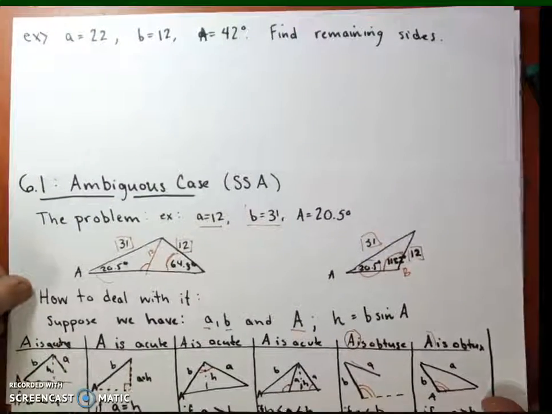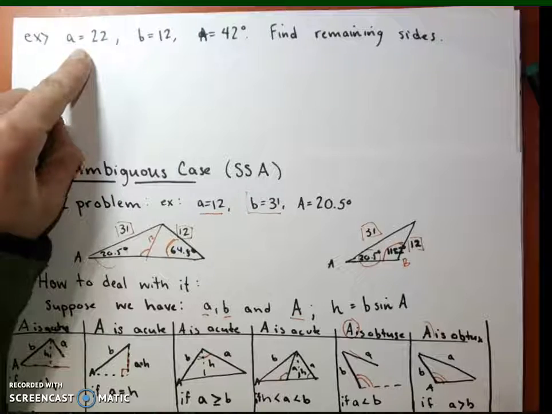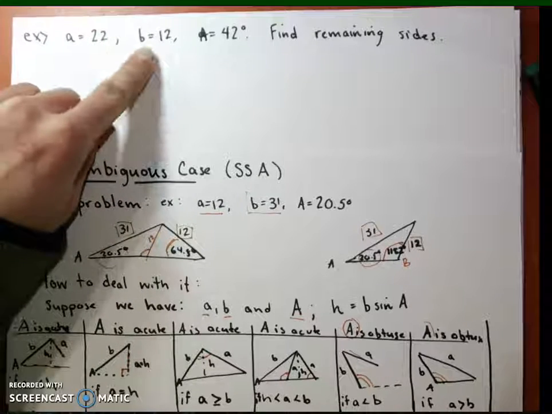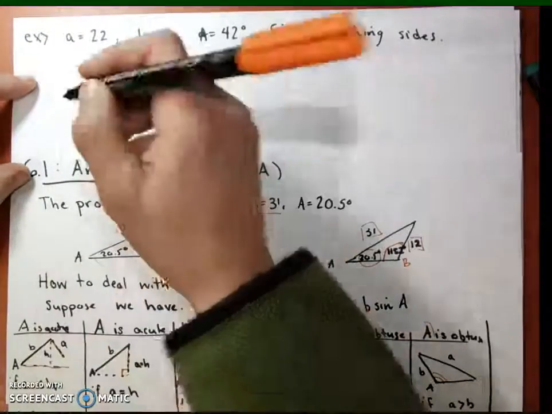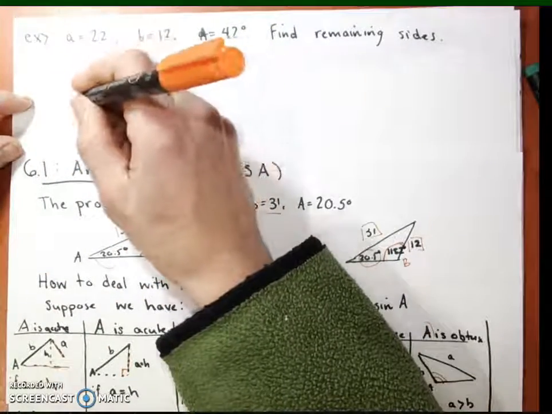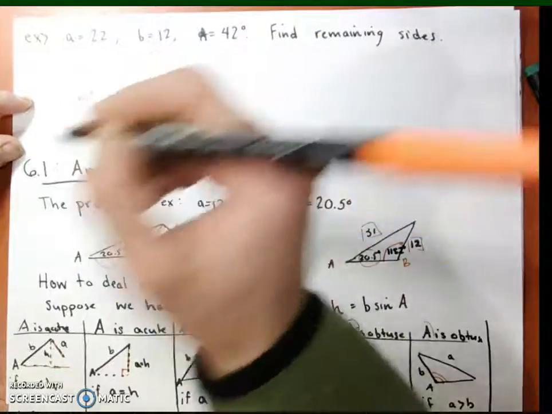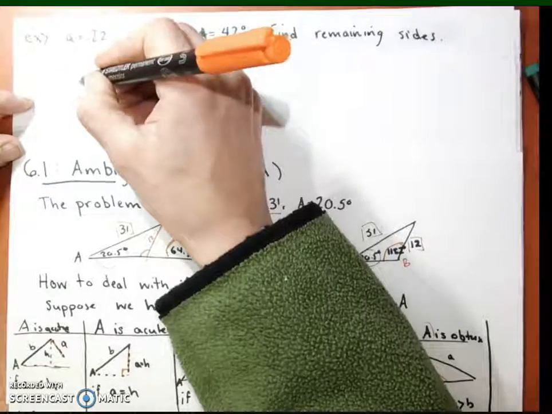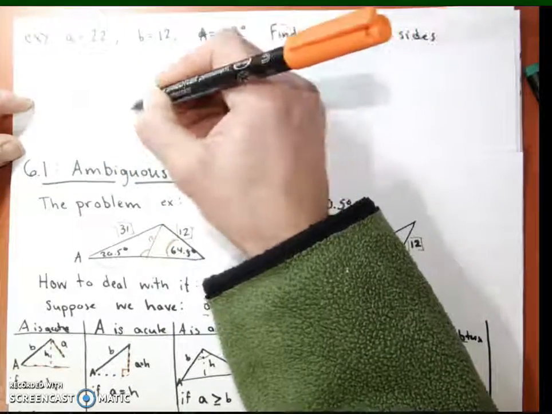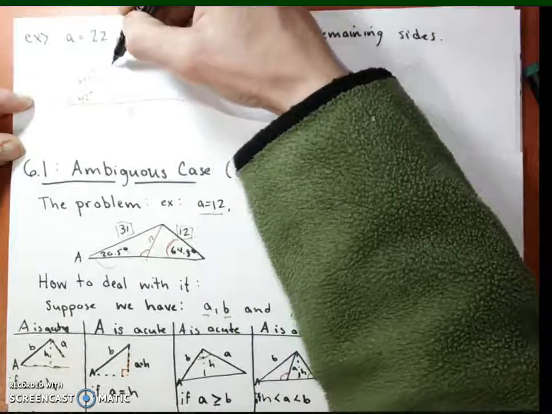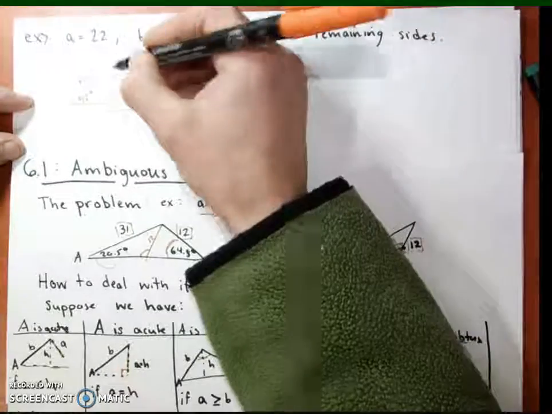So here's our first example. The information that we're given is little a equals 22, little b equals 12, and capital A equals 42 degrees. If I begin to draw this triangle, I first draw angle A as 42 degrees, and I know this length is 12. And I'm going to have to figure out how long C has to be in order to have a be 22.